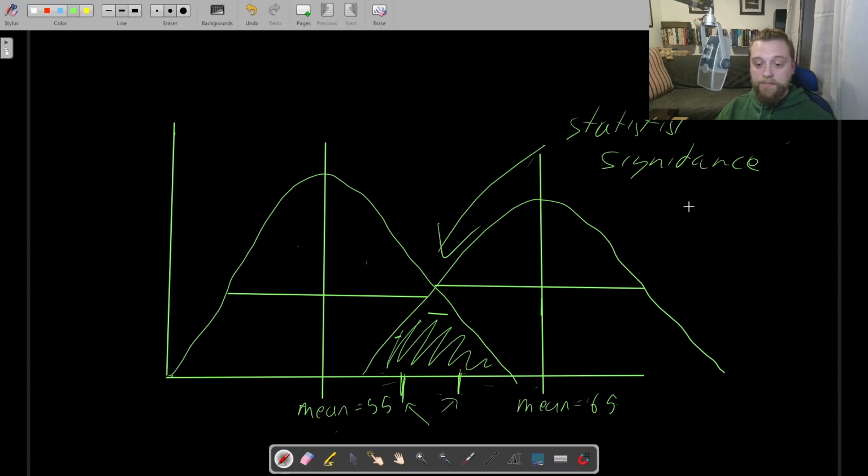Next week, I think we're going to be using, again, this same logic to look at things like confidence intervals and some slightly different kinds of distributions.